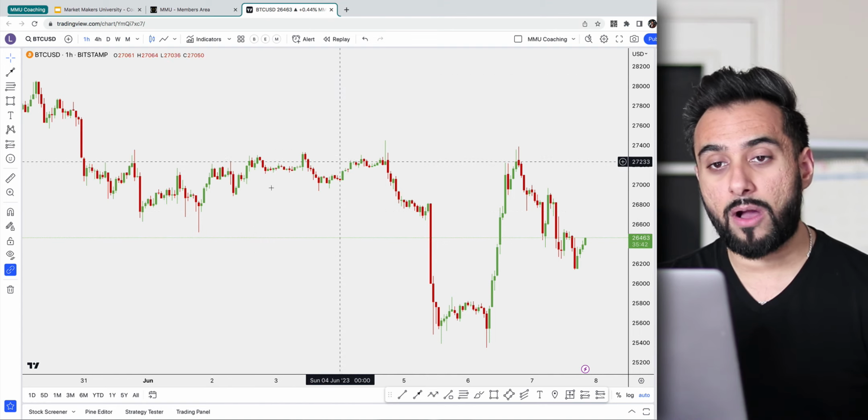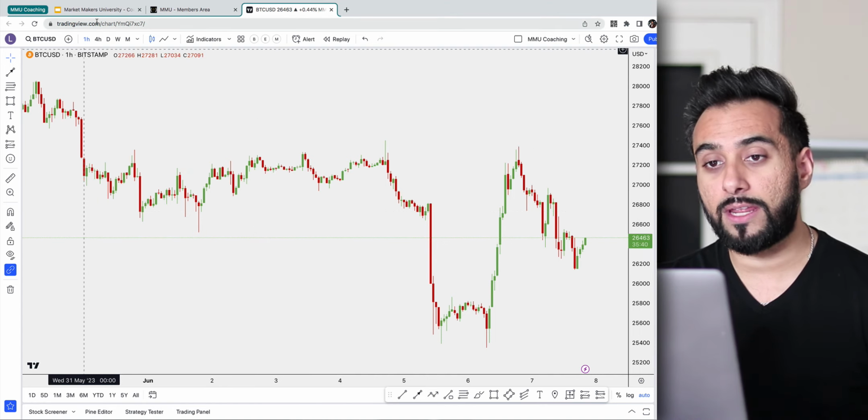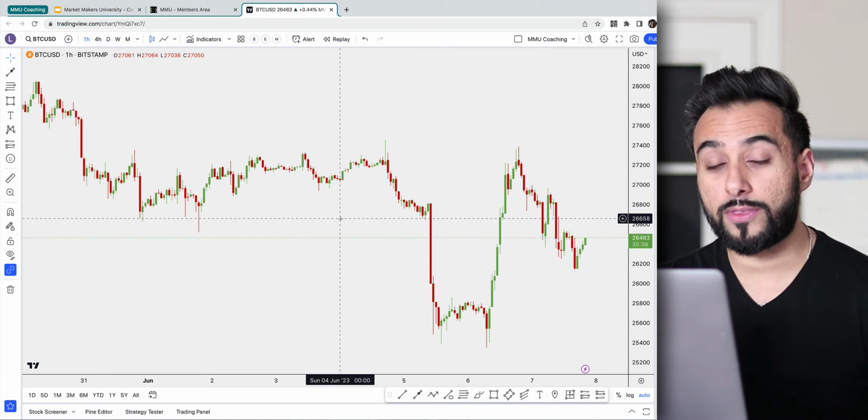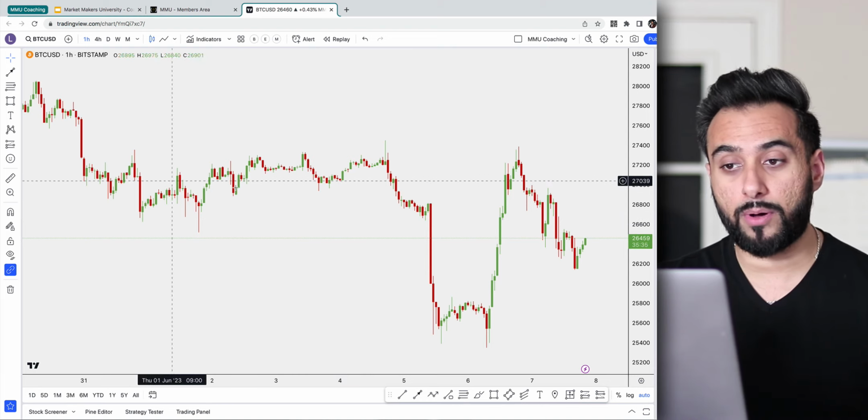And by the way, guys, right now I'm using a software called TradingView. If you want to follow along, there's a link in the description. You can click on that. It'll pull up a chart just like this.